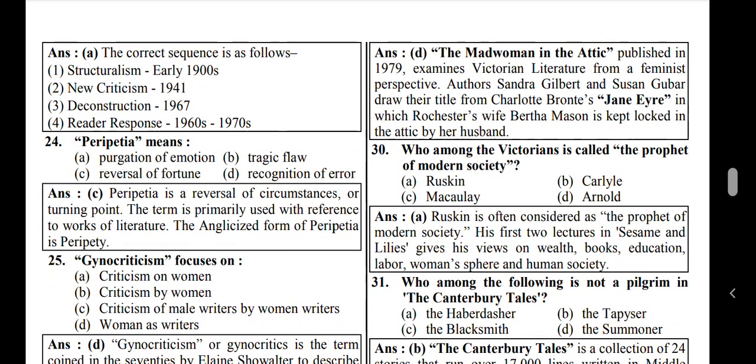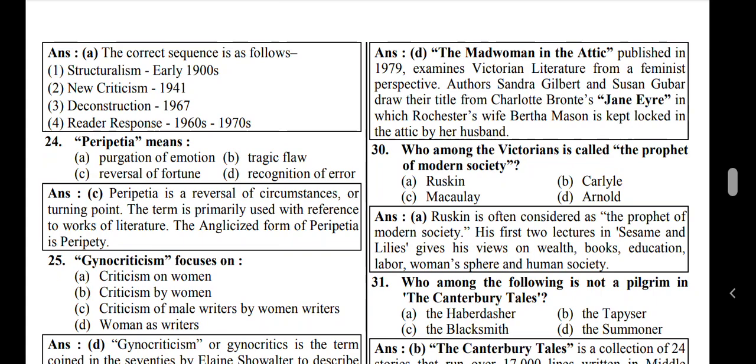The correct sequence is as follows. The first ism was structuralism, which came into place in the early 1900s, the second one is new criticism, the third one is deconstruction, and the fourth one is reader response. So structuralism 1900s, new criticism 1941, deconstruction 1967, reader response 1960s to 70s.